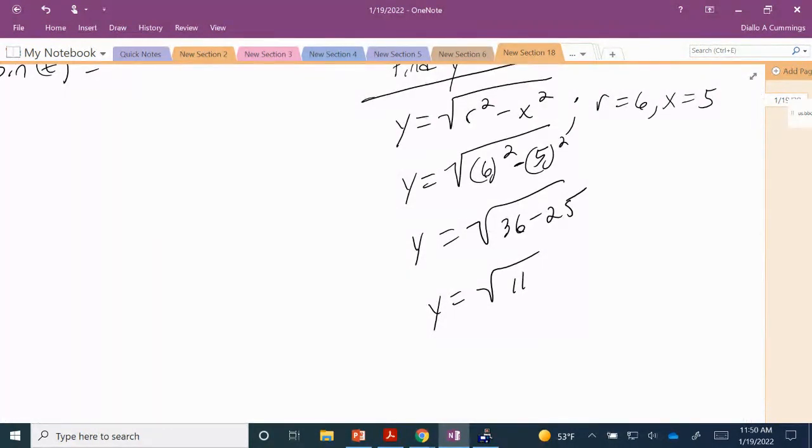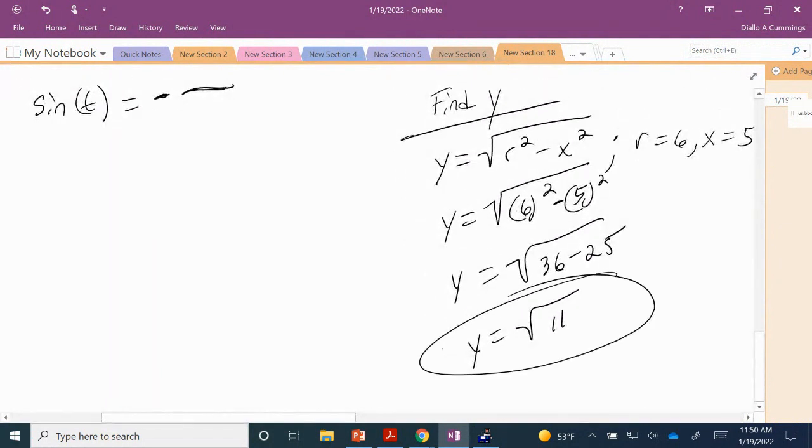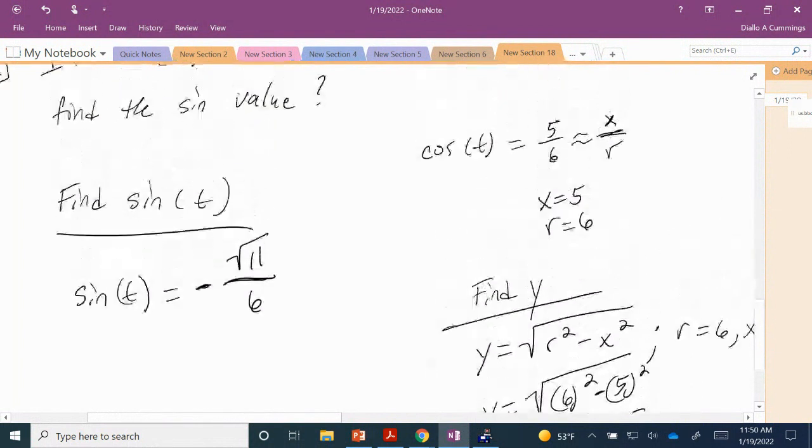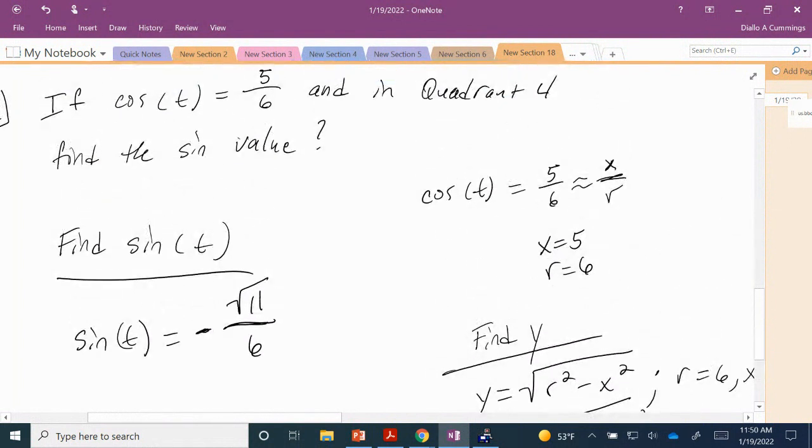So now I have everything I need in order to find the sine, right? The sine value is y, which I just found is square root 11, over r, which is 6. Right, so we've answered the question: if the cosine of t is 5 over 6 and in the fourth quadrant, find the sine value.